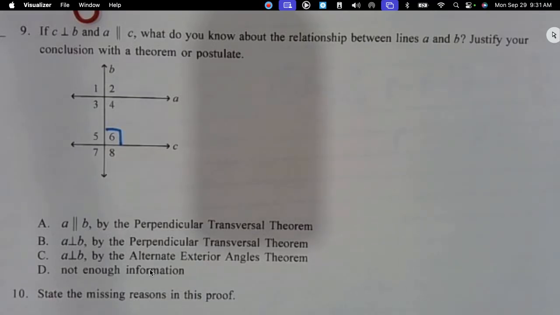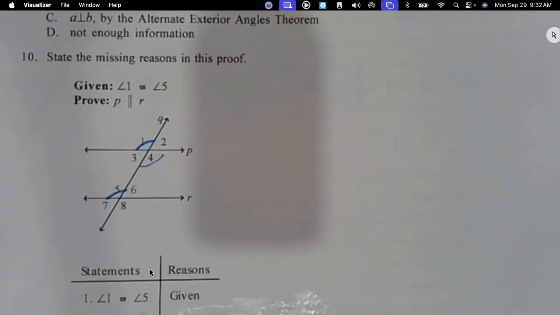So those are perpendicular. Why are A and B perpendicular? It's either B or C. We learned nothing about alternate exterior angles. Not really. I think we did a while back, but so it's B. It's the perpendicular transversal theorem. Okay? That's the exact same problem that we did today on your sheet. What did we say? B?